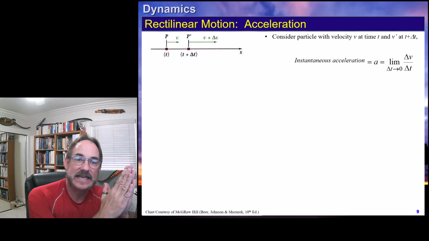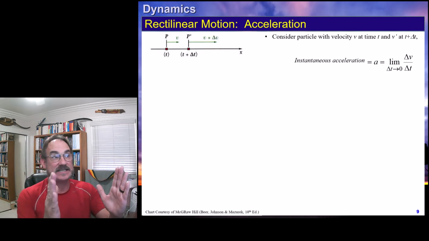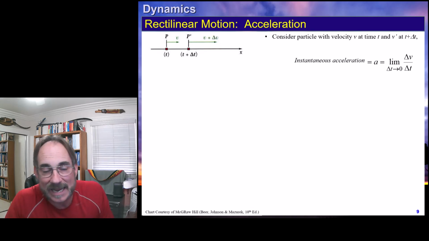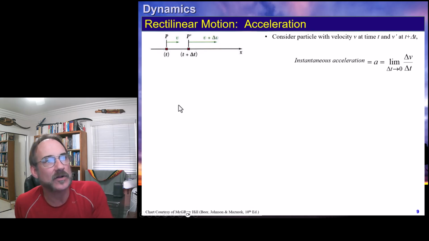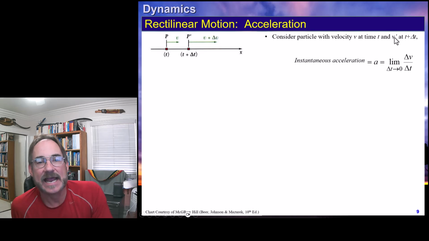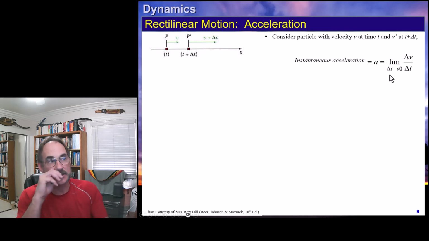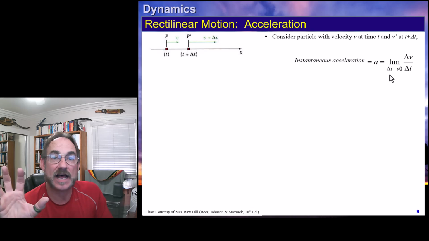So we could say this is t plus delta t. We could say this was at v, this was v plus delta v, and we have these two positions, which we can call 1 and 2, or 0 and 1, or you name it, okay? So we've got a particle. It has a velocity at the initial time t, and at some later time, t plus delta t, it has a velocity. Once again, the average acceleration will just be evaluating the change in velocity with respect to time, same way we did before.